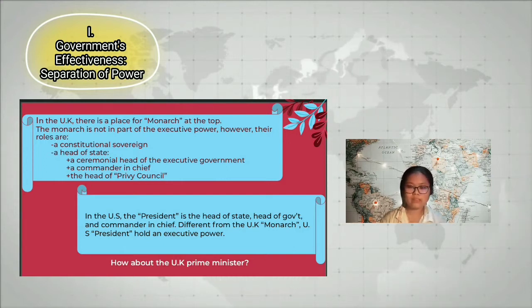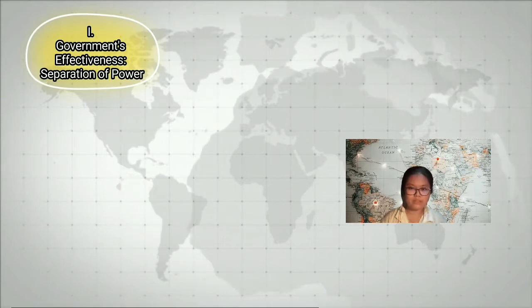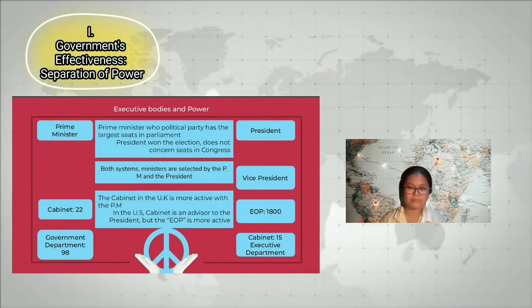Different from the UK monarch, the US president has the role of head of state, head of government, and commander-in-chief, and the president has executive power. He or she is elected indirectly through the electoral college with a 4-year term and an 8-year term limit. The process of the general election is not as flexible as in the UK. It needs to be held after 4 years of the presidential term, and in November.